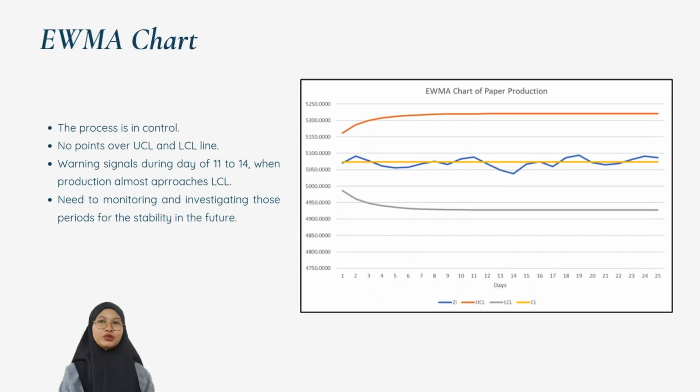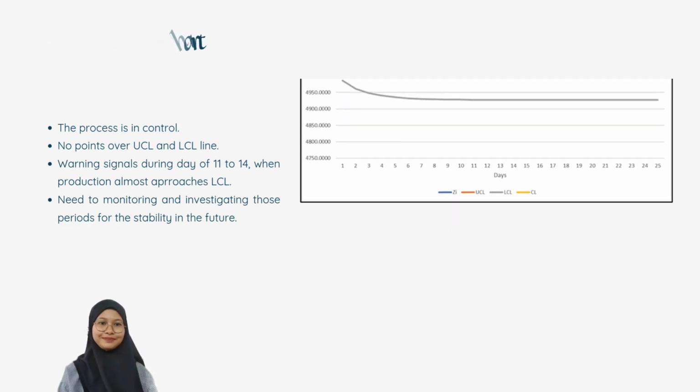Now we move to the UMA chart as shown in the slide. The process is in control, with no points over the upper control limit and lower control limit lines. Unfortunately, there are warning signals during days 11 to 14 when production almost approaches the LCL, and we need to monitor and investigate those periods for stability in the future.